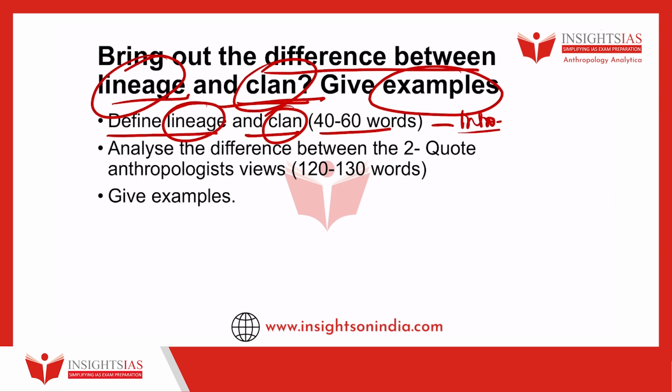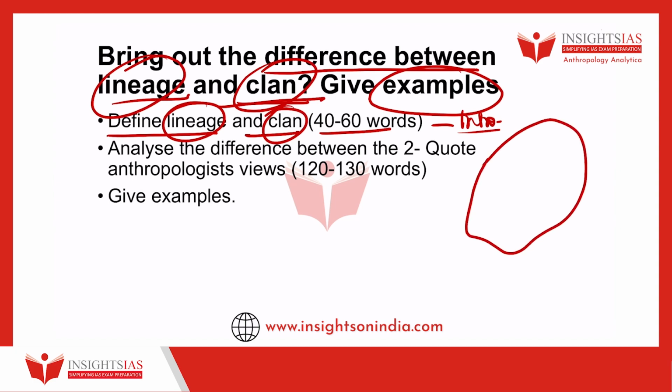Then define what is lineage and what is a clan, considering both of them are part of unilineal descent groups. You can also mention Majumdar and Madan's definition of clan and lineage. They define clan as a combination of lineages who may ultimately be traced to a mythical ancestor. So clan, they say, is basically a mythical ancestor, whereas lineage is a human ancestor. And they also give a diagram.